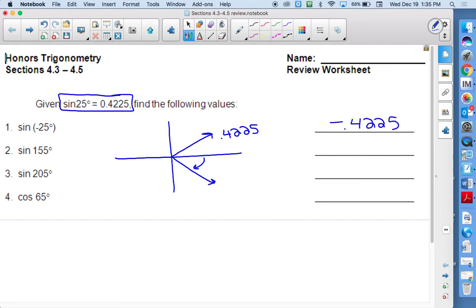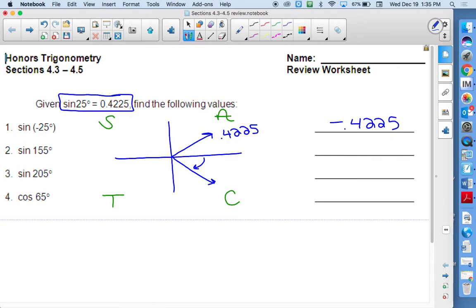Why would it be negative? Because sine is the y value. Yeah. So all functions are positive in the first quadrant. Only sine is positive in the second. Tangent is positive in the third. Cosine is positive in the fourth. So if you're finding sine in the fourth quadrant, it has to be equal to a negative value because it's your y. Well, if we're in this fourth quadrant, y is negative.